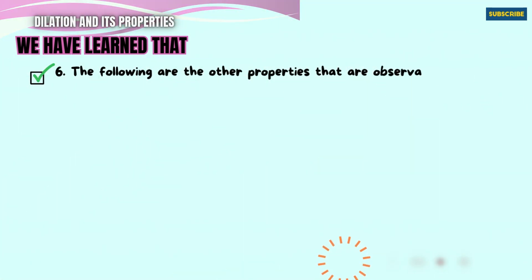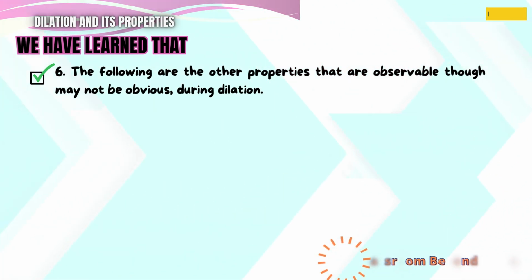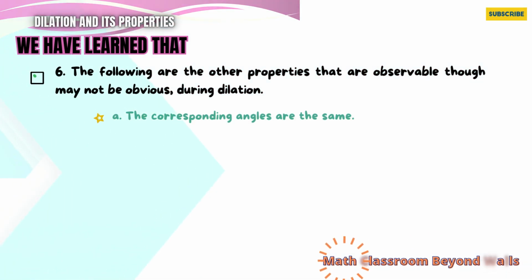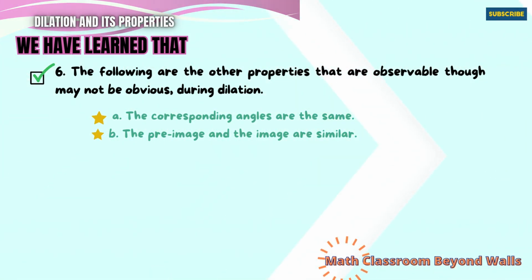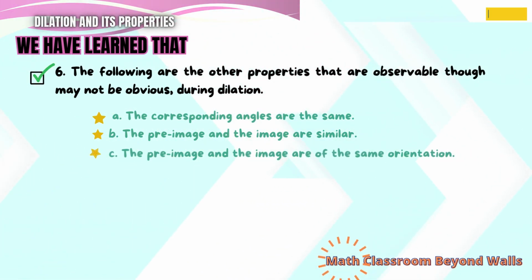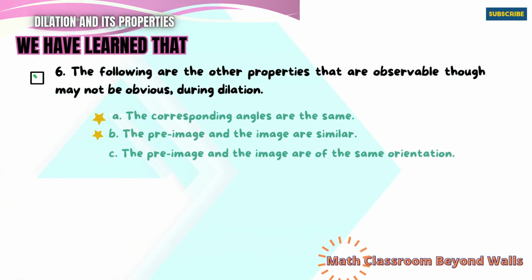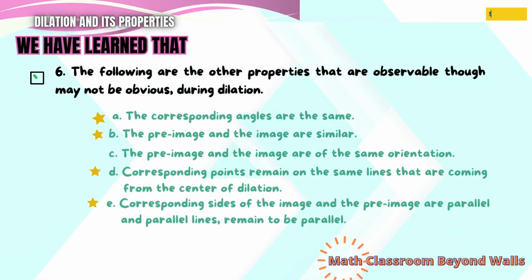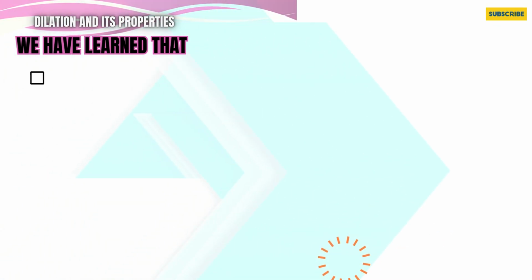Sixth, the following are the other properties that are observable, though may not be obvious during dilation. A, corresponding angles are the same. B, the pre-image and the image are similar. C, the pre-image and the image are of the same orientation. D, corresponding points remain on the same lines that are coming from the center of dilation. E, corresponding sides of the image and the pre-image are parallel, and parallel lines remain to be parallel.